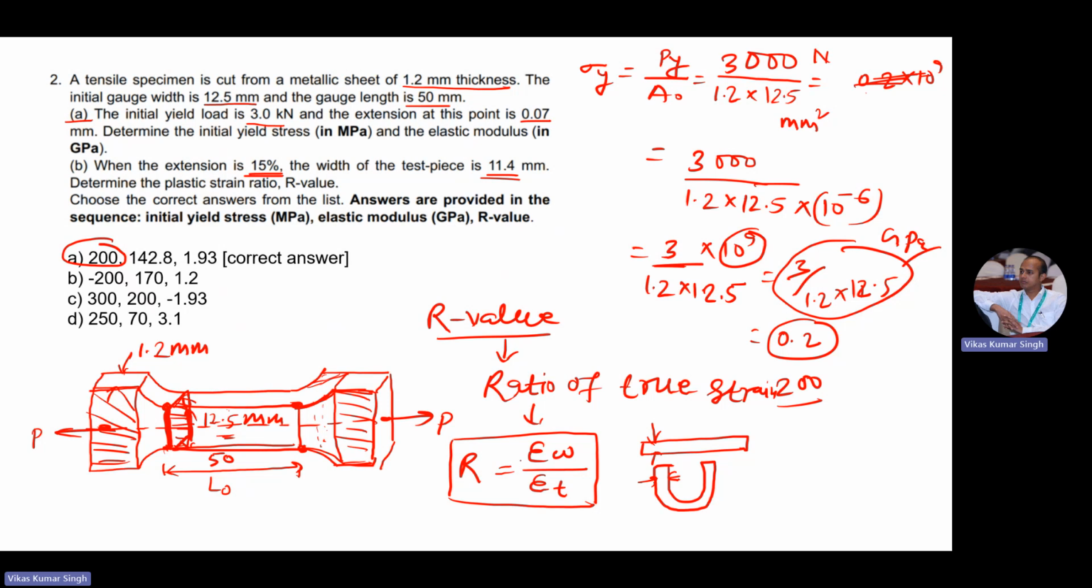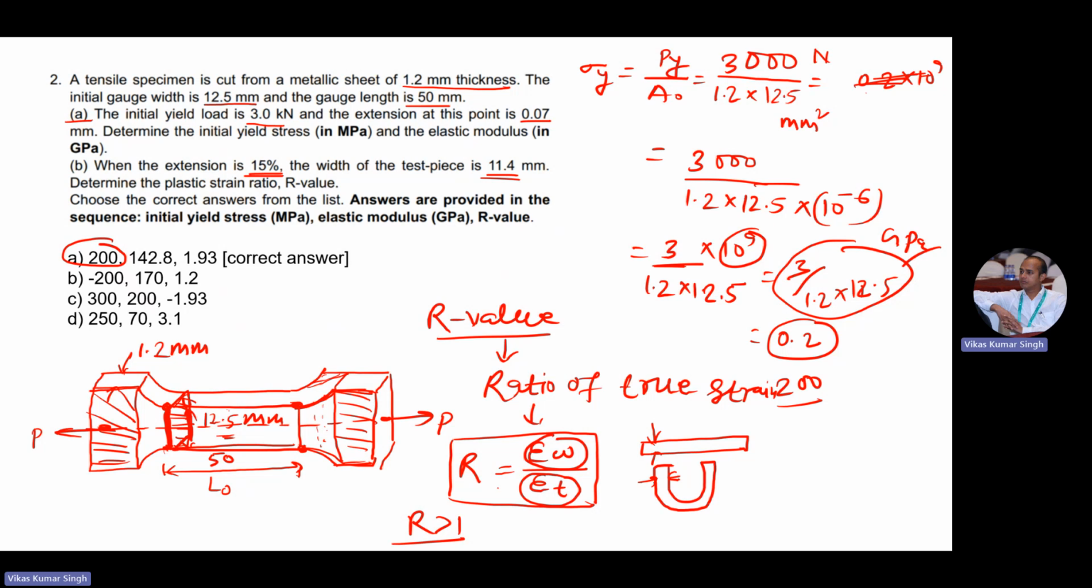Suppose this thickness direction strain is low and this is high, it means R value will be greater than 1. Thickness direction strain is low means what? Thickness is not reducing as much, meaning thickness reduction is less. It means we are doing our favorable case.